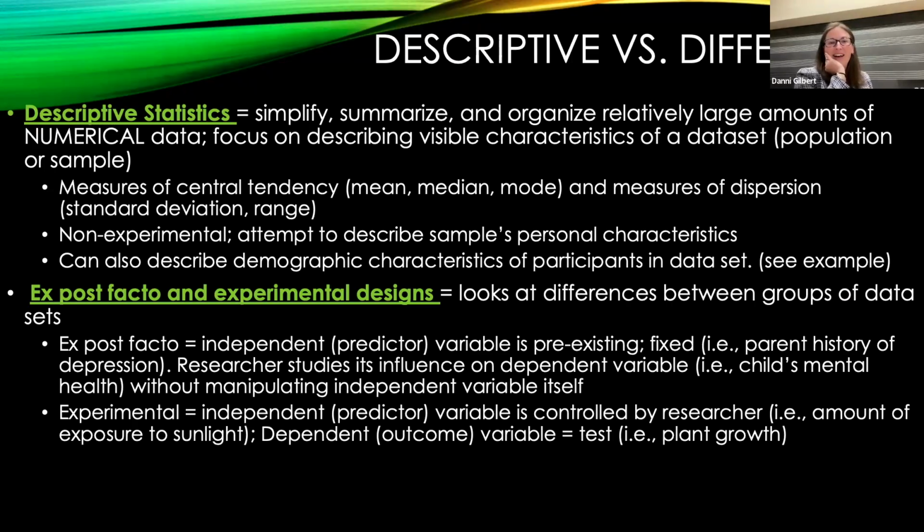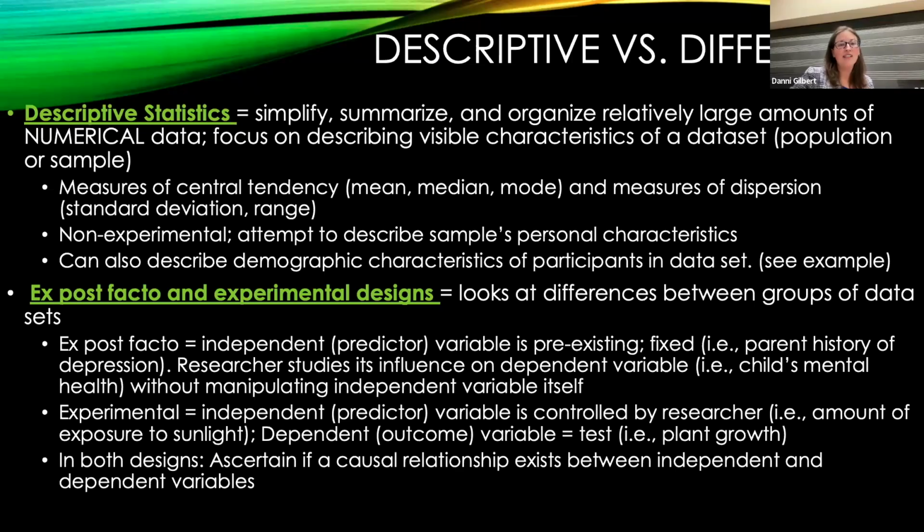So I want to find out more about plant growth. I, as the researcher, might manipulate the amount of exposure to sunlight the plant gets. Some plants do better with more sunlight, and some plants do better with less. So the amount of sunlight I'm exposing the plant to is the independent variable. And what I'm studying, the dependent variable, the outcome, is the growth. In both designs, we want to see if a causal relationship exists between the independent and the dependent variables. Does one cause the other to happen?